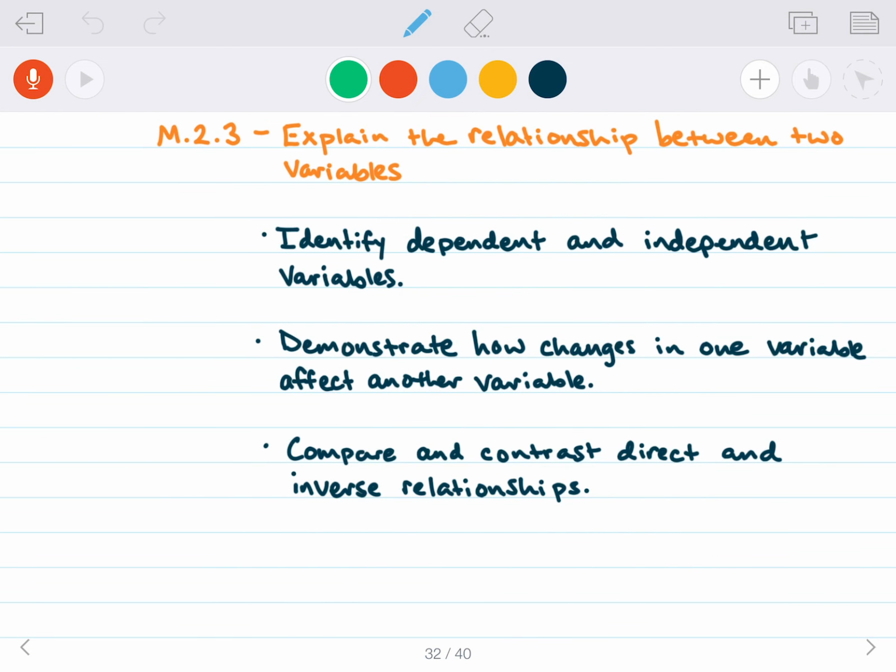Okay, next section is explain the relationship between two variables. So we're going to talk about dependent and independent. We're also going to talk more about the correlations, positive, negative, and direct and inverse variations.